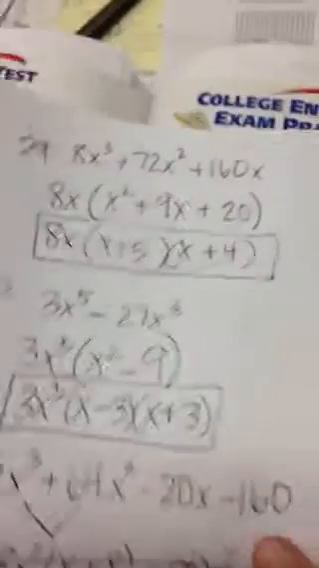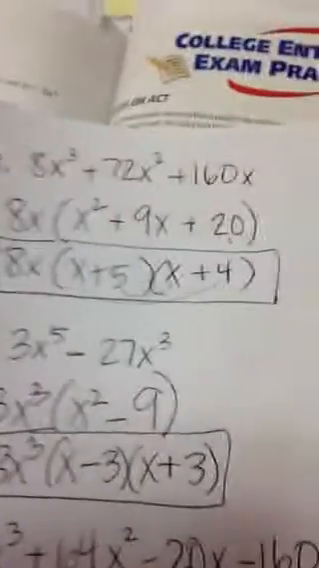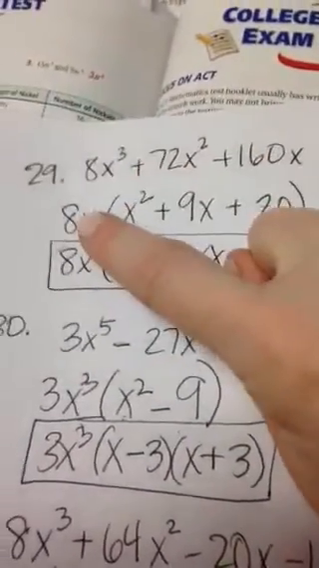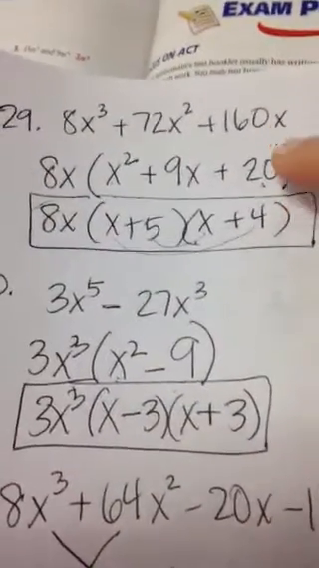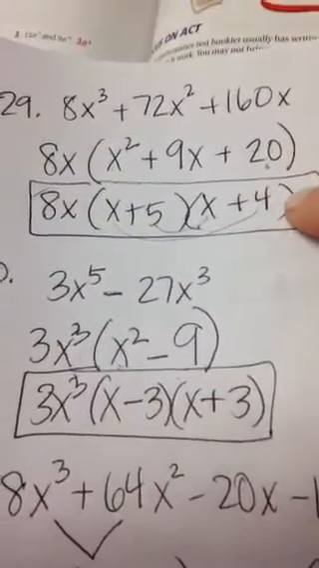All right, 29. First question, GCF. Yes, there is a GCF. Second question, can I factor this trinomial? Is it a perfect square trinomial? It's not, but I can factor it, and so it factors right here.